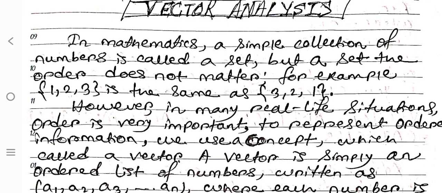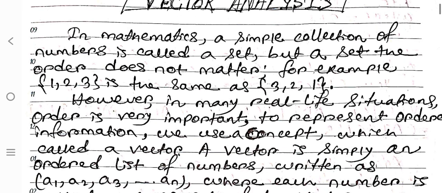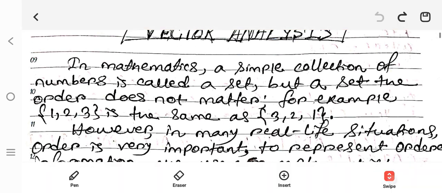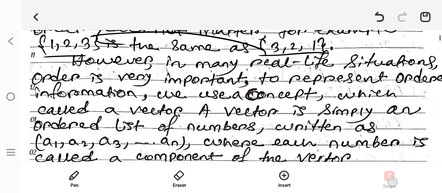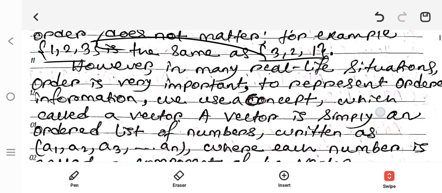But in case of a set, order does not matter, right? So let's see here we have this set whose elements are 1 to 3, right? And if we write 3 to 1, that does not have any effect on this set. But in case of a vector, order matters.